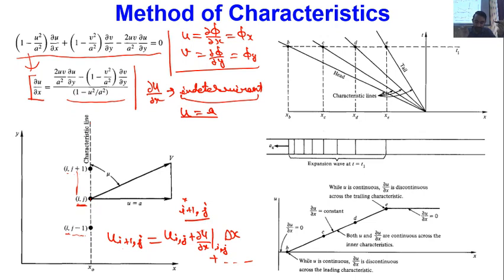So we have one important definition: a line along which the value of the gradient either becomes indeterminate or becomes discontinuous. That particular line is called nothing but a characteristic line.